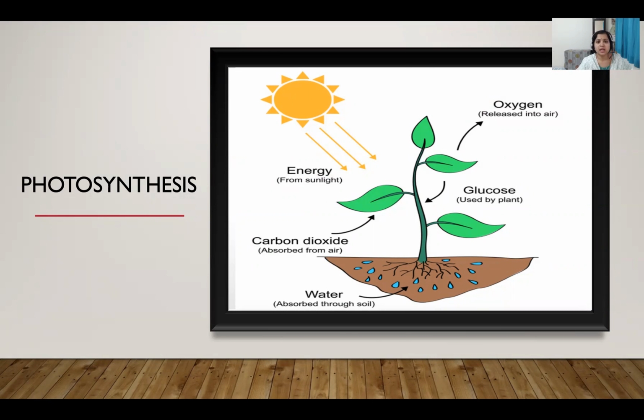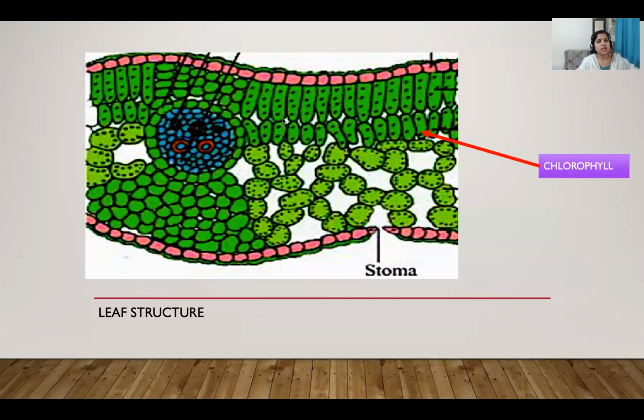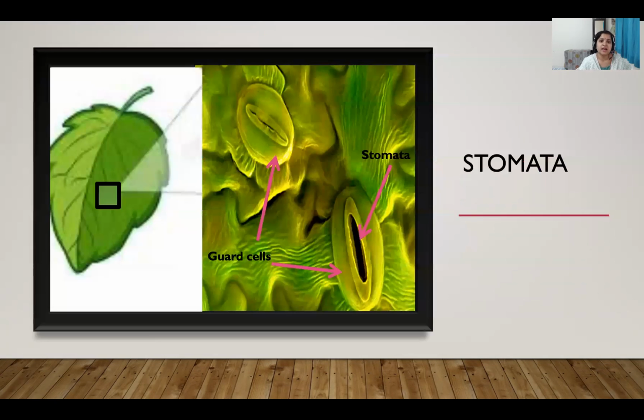In the leaves, you know, the leaves are bright green in color, and that is due to the presence of a pigment called chlorophyll. These chlorophyll pigments are responsible for trapping the light energy from the sun, which is very much essential for photosynthesis. Next, how do they get the carbon dioxide?